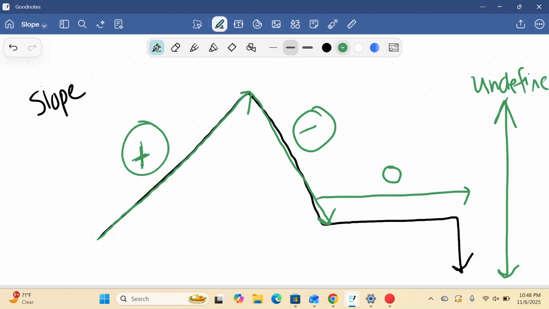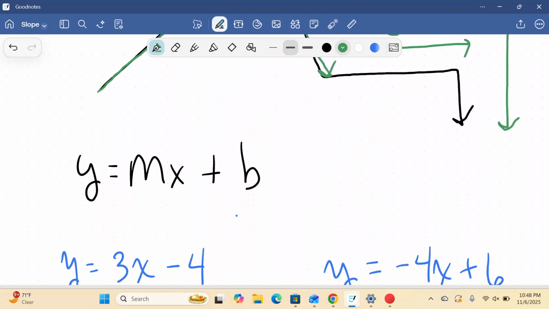straight up. There's no possibility you just go into the air and just keep on going straight up without using an elevator. That's called an undefined slope. So those are the characteristics of slope.